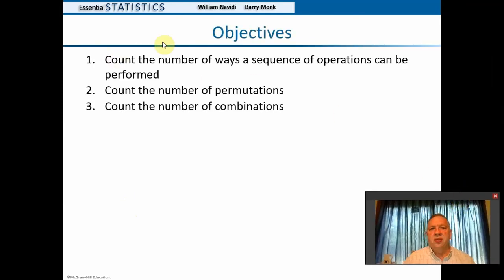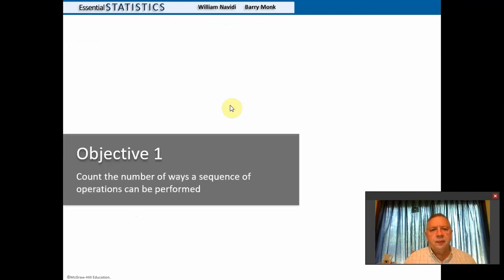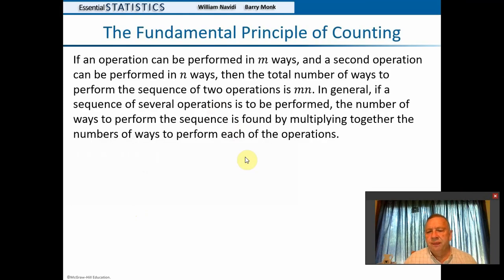So this time we're going to count the number of ways a sequence of operations can be performed, count the number of permutations, and then count the number of combinations, and we'll cover what those mean. So objective 1 is to count the number of ways a sequence of operations can be performed. This is the fundamental principle of counting that we're going to use in different ways.